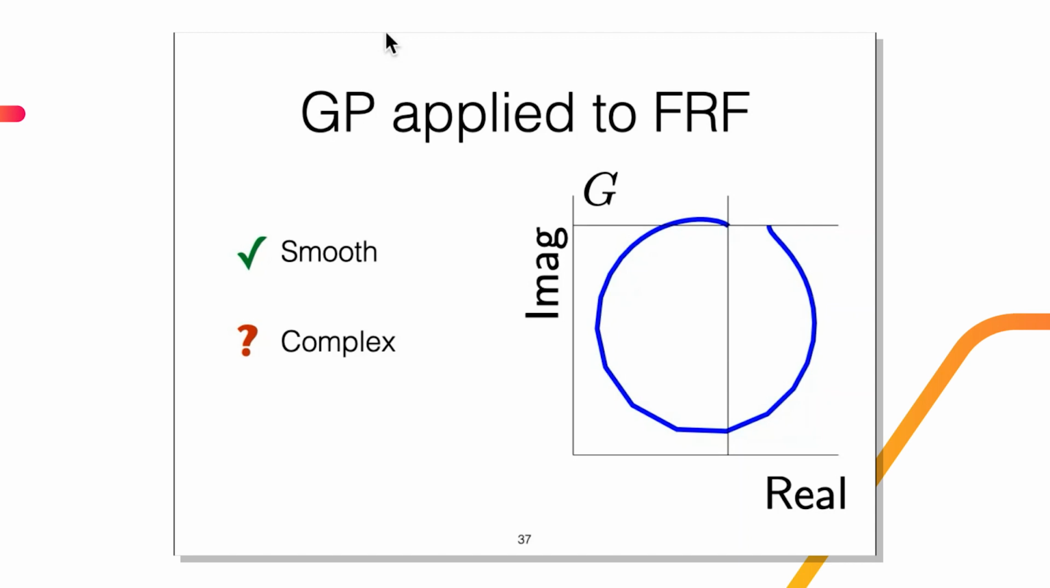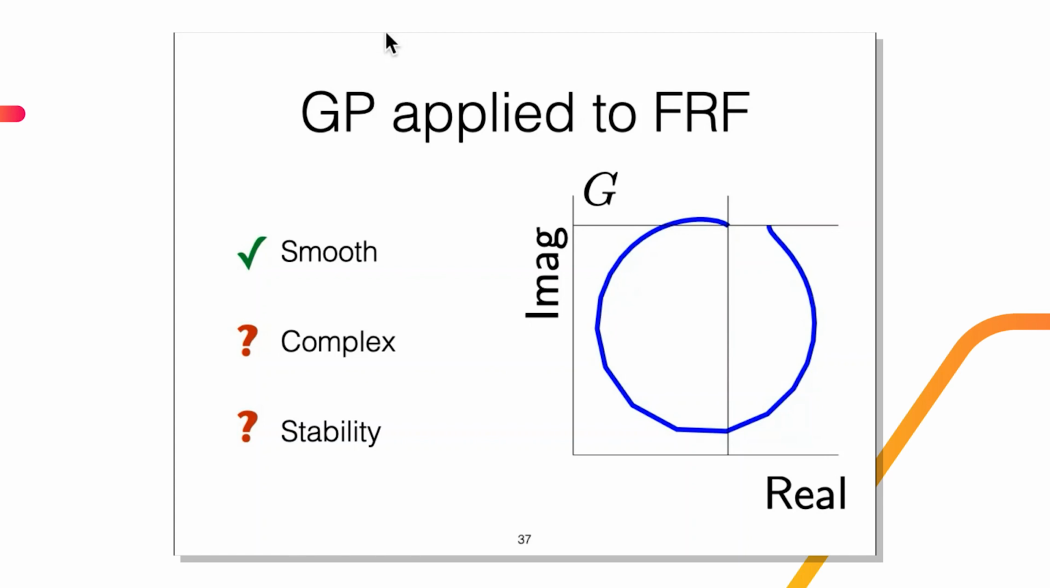Okay, so back to our Gaussian processes to estimate FRFs. We'll have a look at how we can use complex Gaussian processes as well. We'll also look at the problem of stability. Can we encode stability in the kernel of the Gaussian process?